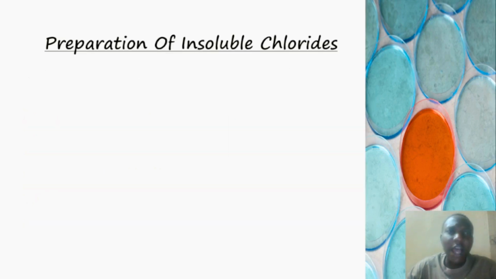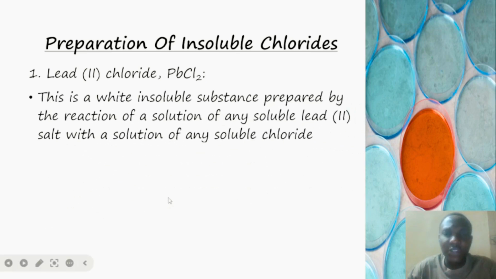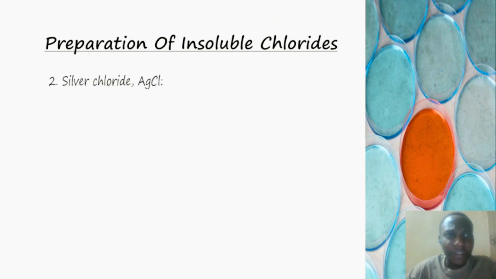Moving on, let's see how you can prepare the insoluble chlorides. The first method is preparing lead chloride. This is a white insoluble substance prepared by the reaction of a solution of a soluble lead salt with a solution of a soluble chloride. Here, as you can see, is how the reaction occurs. That's the first way you can prepare an insoluble chloride.